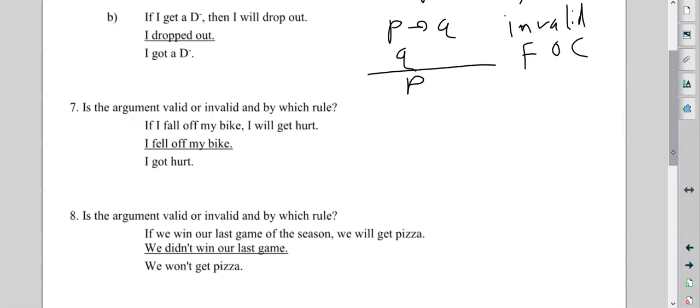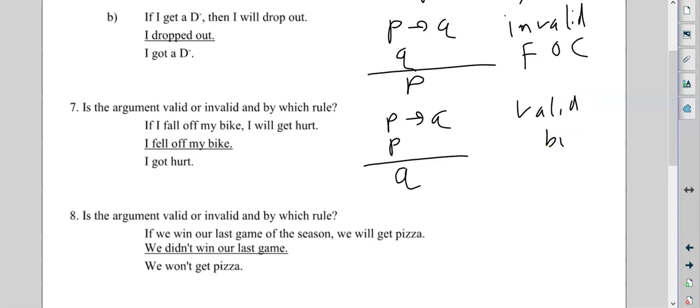I'm also going to give you a chart with all these on it. So, same thing, just a different situation. If I fall off my bike, I will get hurt. So if I fall, then I will get hurt. So fall, hurt. I fell off my bike. Well, that has to deal with the premise. That's my P. My conclusion is I got hurt. So if P then Q, P occurred, therefore Q occurred, that's valid by modus ponens, MP. You can kind of see where this is going. We're doing one of each, so you can almost guarantee what the next one is.